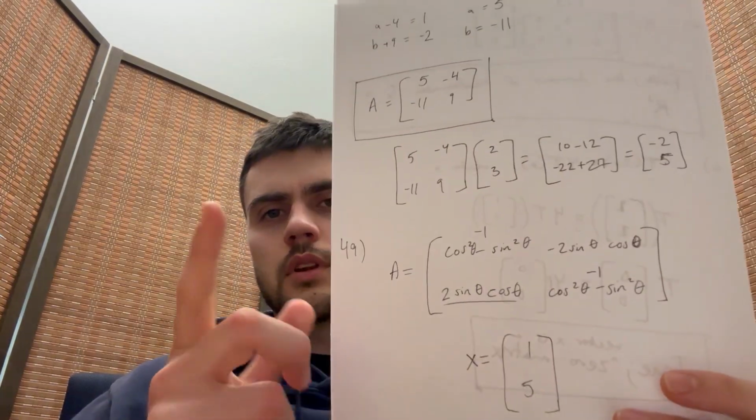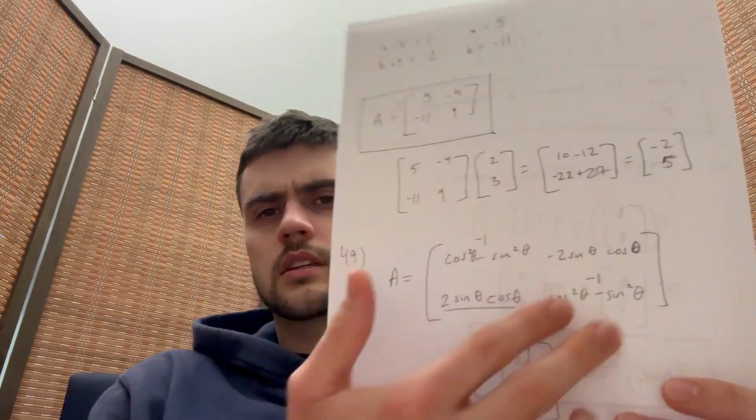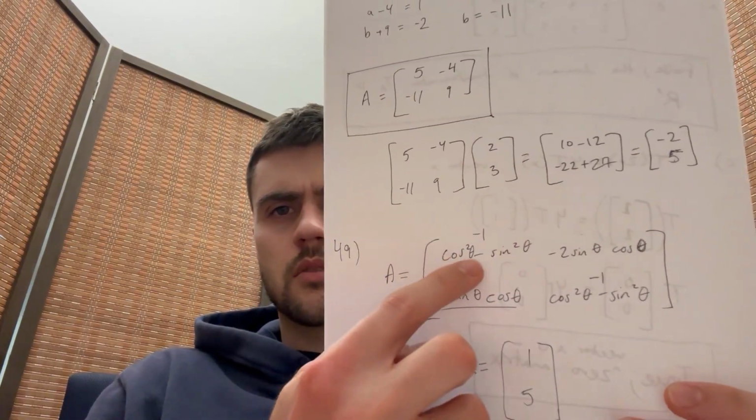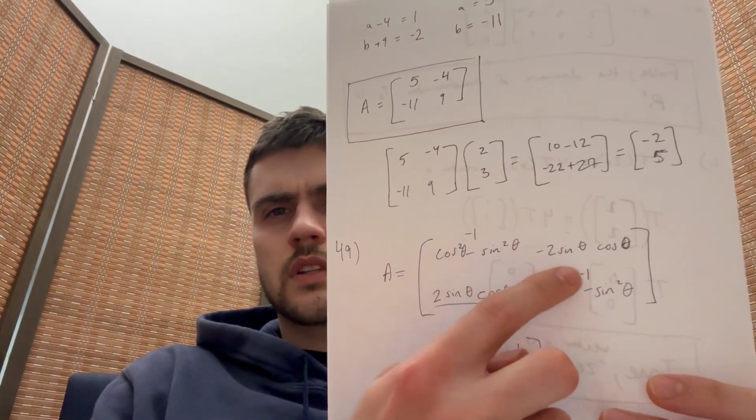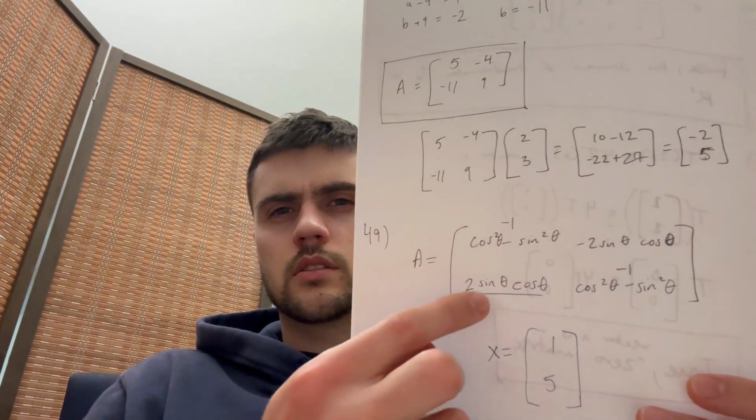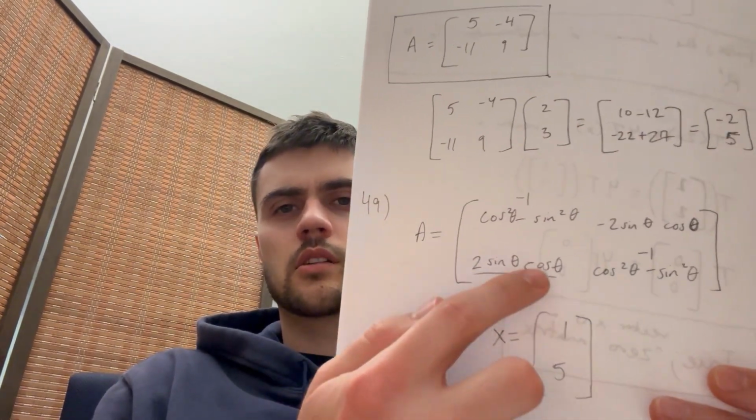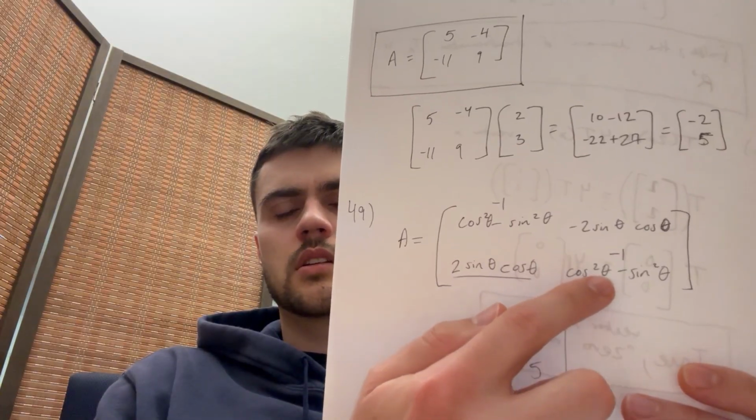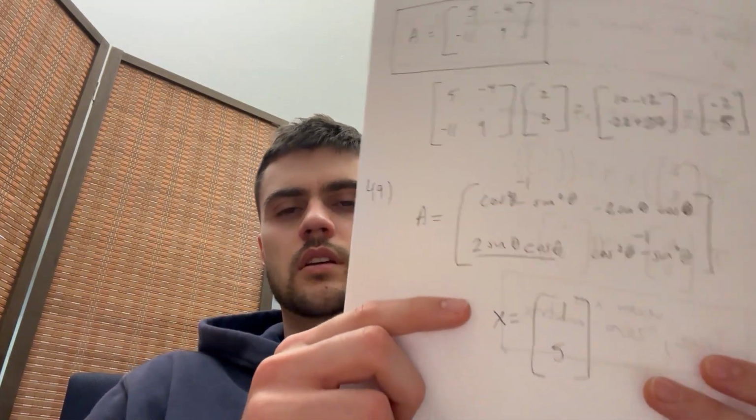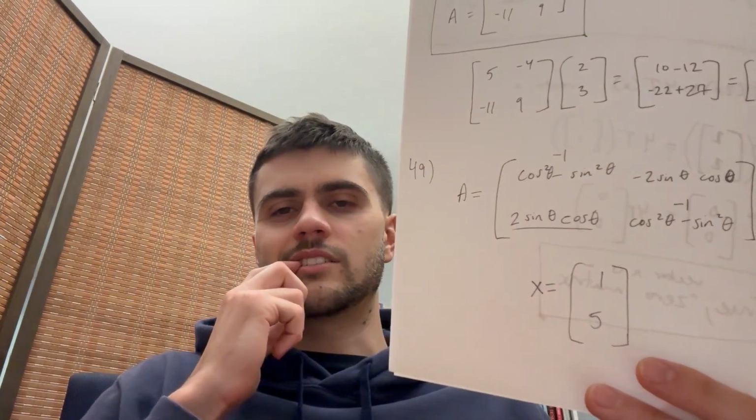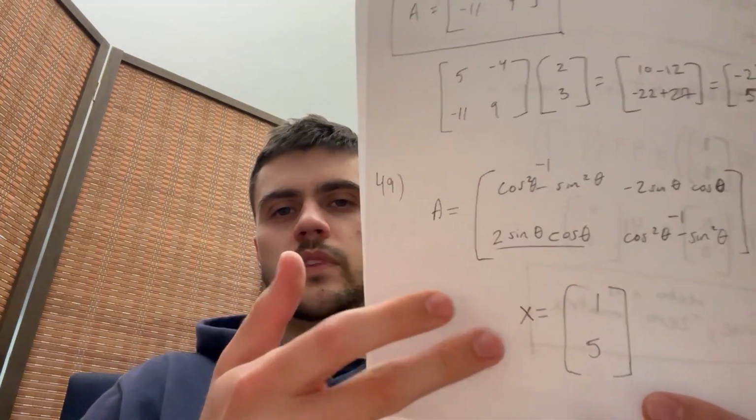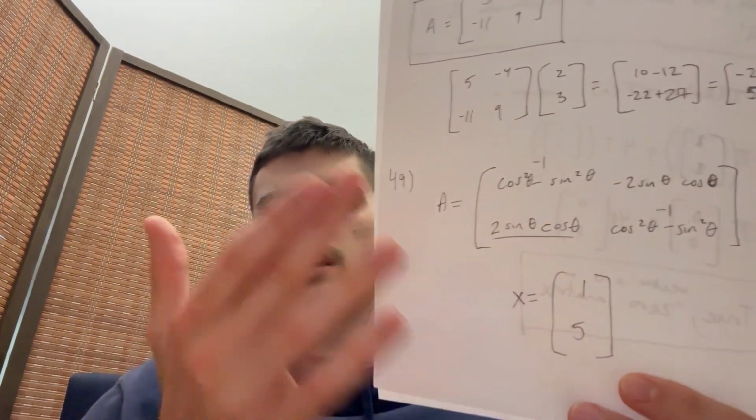So 49. What is this? Cosine squared minus sine squared, negative 2 sine cosine, 2 sine cosine, and then cosine squared minus sine squared, all of theta. What does that mean geometrically? If it's multiplying by a vector, this is made up, I just made that up, 1 and 5.